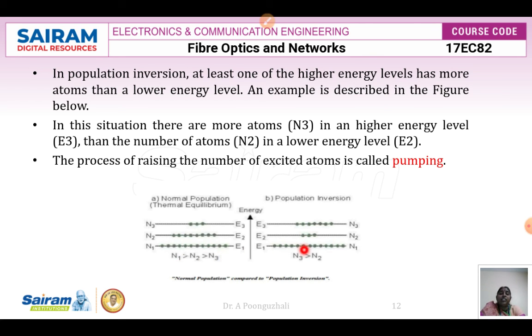But in population inversion, the number of electrons present in either N2 or N3 is more. So at least one of the higher energy levels should have more atoms than the lower energy level. Here there are more atoms in N3, a higher energy level, than in the lower energy level N2. The process of raising the number of excited atoms is called the pumping process. Thank you.